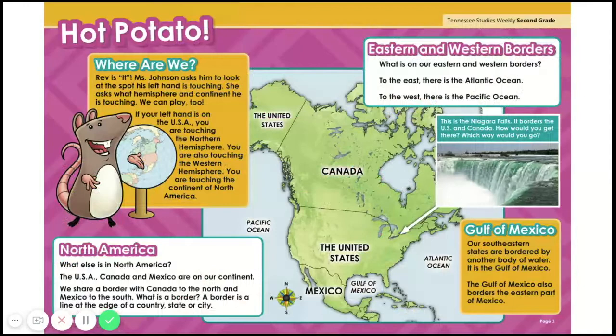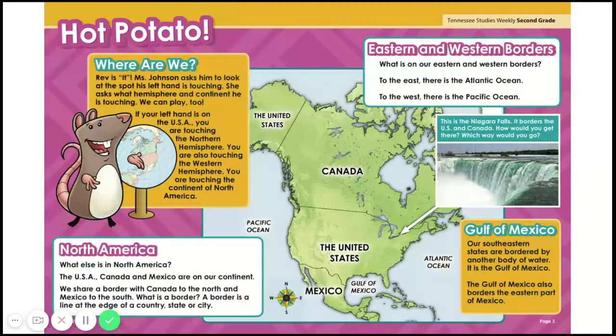Eastern and Western borders. What is on our eastern and western borders? To the east, there is the Atlantic Ocean. To the west, there is the Pacific Ocean. This is the Niagara Falls. It borders the US and Canada. How would you get there? Which way would you go?